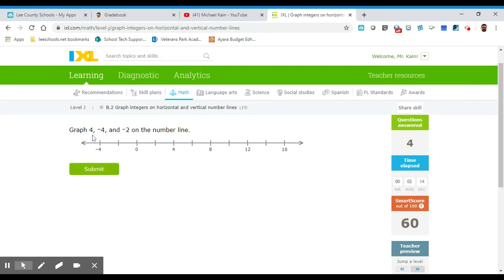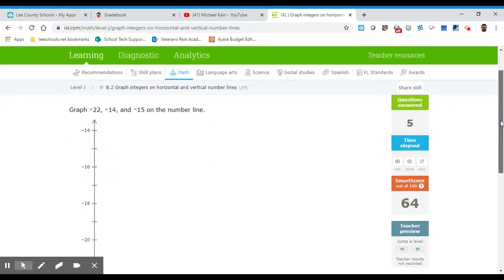So if we have to plot three things now, 4, -4, and -2. So this is 0, 2, 4. We're counting by twos, right? Because it's 0, 2, 4, 6, 8, and so forth. So where would -4 be? We see that right there. And if we're counting by twos, then -2 has to be right there.